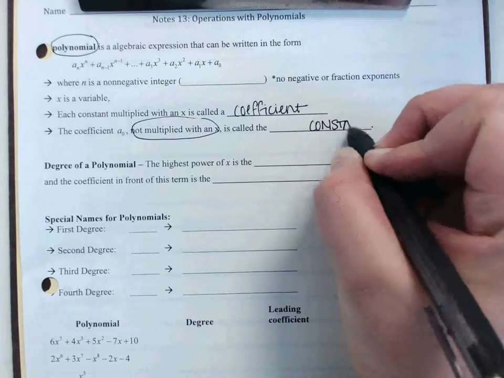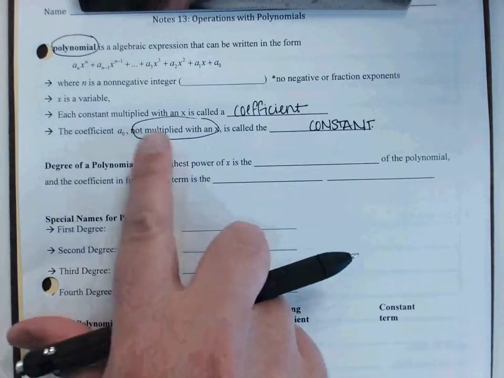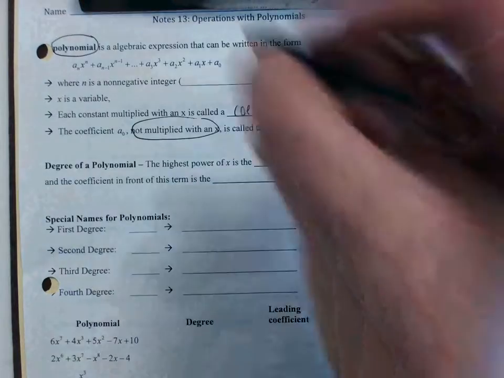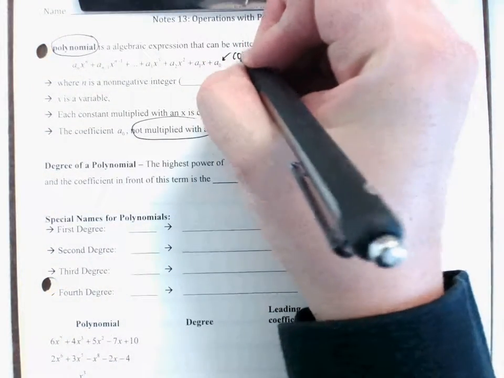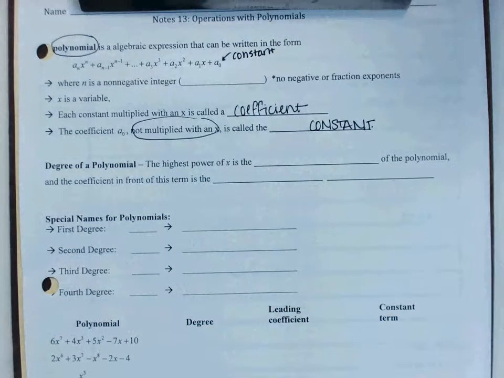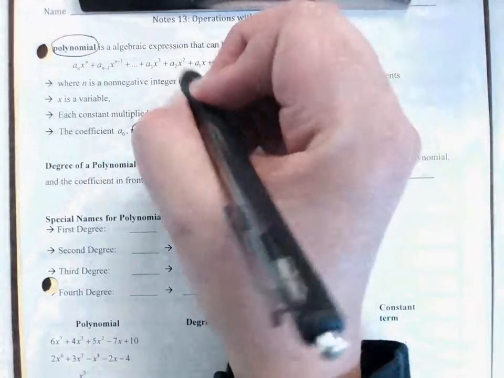Here's why. If it doesn't have an x behind it, like if your x is to the 0, you don't have a term, so that's your constant. So this last number here is the constant, versus all of the other ones that are buddied up with an x, those are called coefficients. Then if you don't know what an integer is here, that means a whole number.